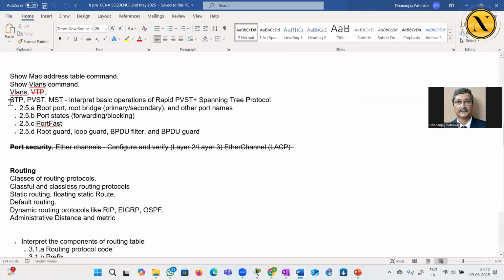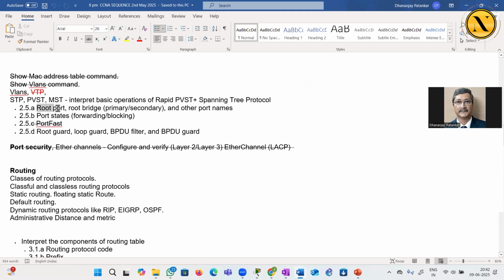STP, PVST, MST. This is the default spanning tree, you don't have a choice in the command. This is all legacy, and MST also you don't have a choice. So we only have Rapid-PVST and PVST. You understood the basic operations of Rapid-PVST, STP, everything.